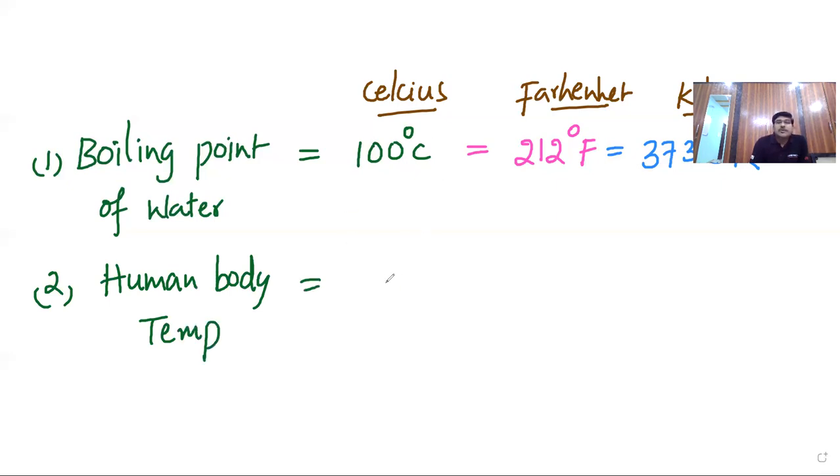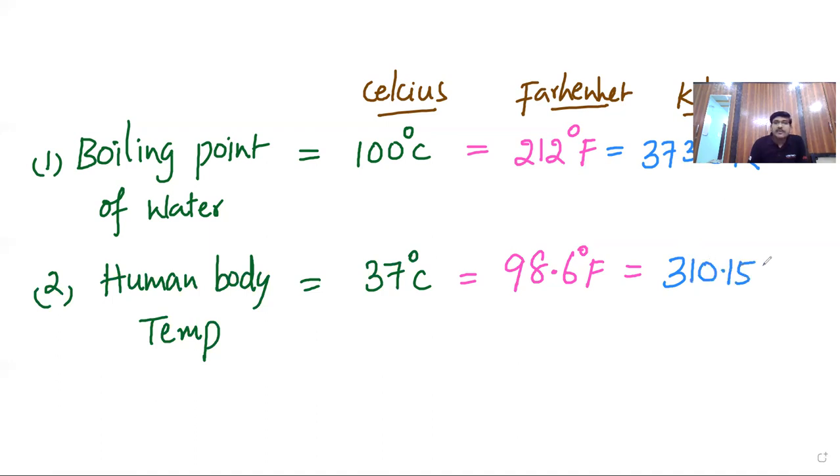In degree Celsius, how much? 37 degrees Celsius. Clear? Now convert it. It becomes 98.6 degrees Fahrenheit. Convert it to Kelvin, add 273.15 to this. That is 310.15 Kelvin. Human body temperature.